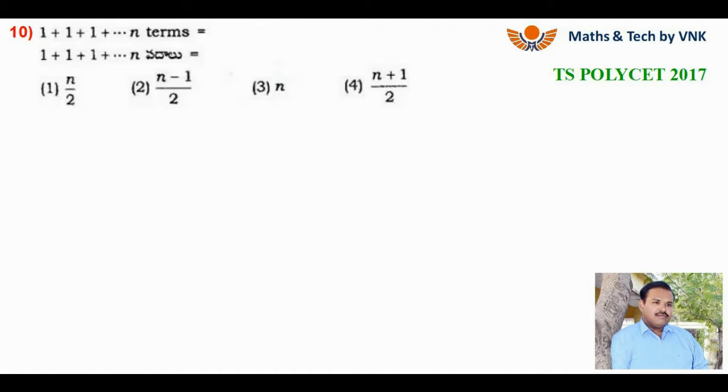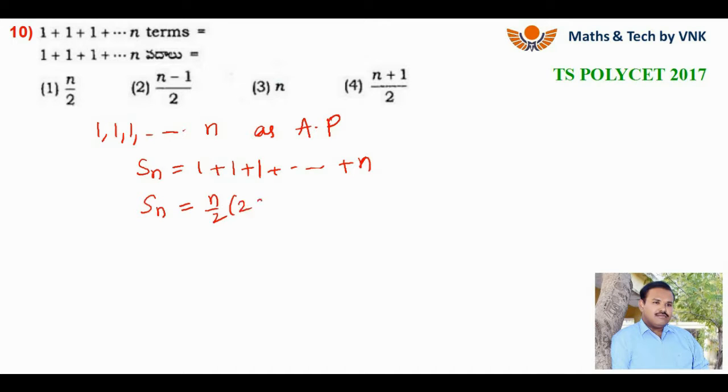Next question is, 1 plus 1 plus 1 plus and so on n terms is equal to. Writing 1, 1, 1 and so on up to n terms as an arithmetic progression, the sum of n terms Sn is equal to 1 plus 1 plus 1 plus and so on up to n terms. According to arithmetic progression, the sum of n numbers Sn is equal to n by 2 into 2a plus n minus 1 into d.